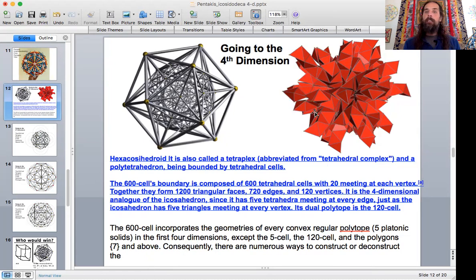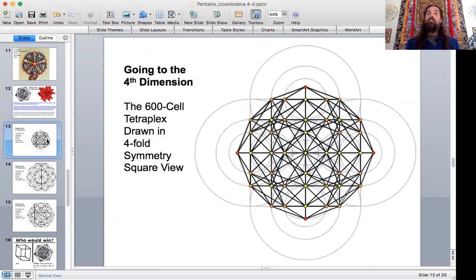And I believe that probably has to do with the fact that the 5 cell is the analog of the tetrahedron, and the 120 cell is the dual of this form. That would be like the icosahedron to the dodecahedron. Well, the dual is the dodecahedron, and the 120 cell is the 4D shape of that. So that's its dual fourth dimensional shape. Anyway, that's where we're going with this, this fourth dimensional shape of this tetraplex.